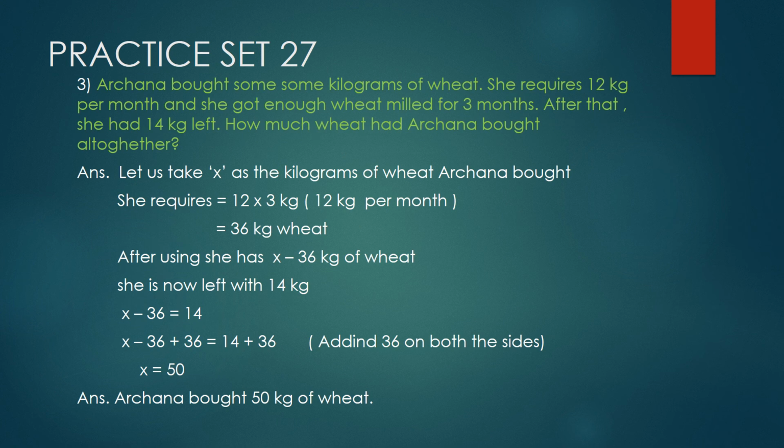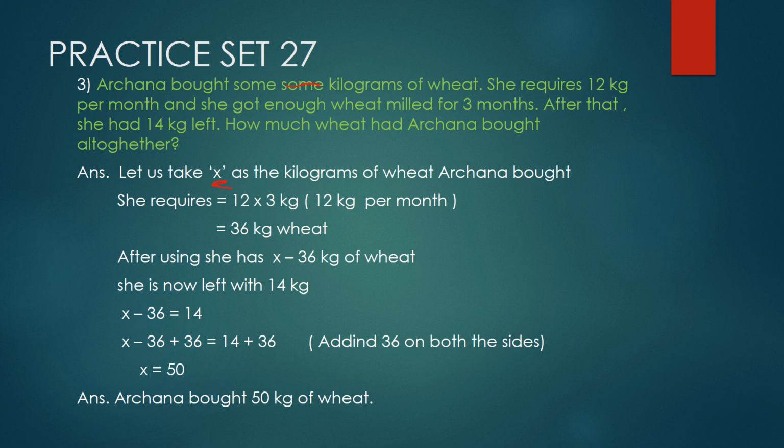Okay. Archana bought some kilograms of wheat. She requires 12 kgs per month and she got enough wheat milled. Milled means she has already ground it for 3 months. After that, she had 14 kg left. How much wheat had Archana bought all together? Okay, so 12 kgs per month she requires. Means for 1 month she requires how much? 12 kgs. Correct?